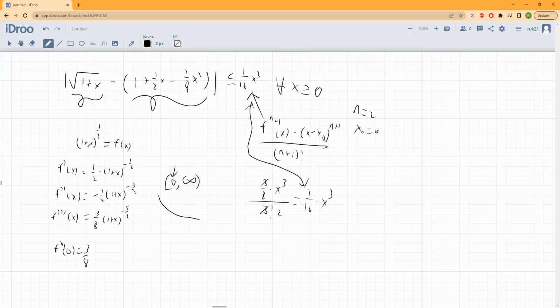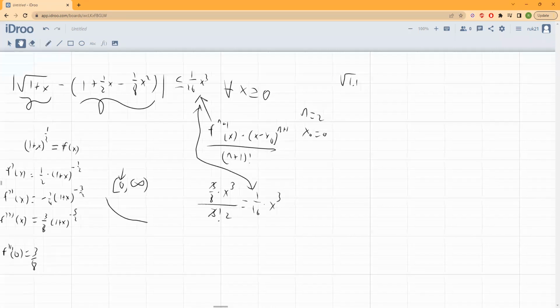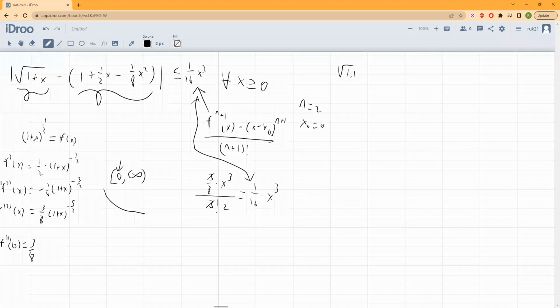So then the next part of this question asks: find a fraction that estimates the square root of 1.1 and show that the error is at most 1 over 16,000. Okay, so let's do that. We can see that root of 1.1 is the same thing as root of 1 plus 0.1. You can think of it as root of 1 plus x, where x is equal to 0.1.